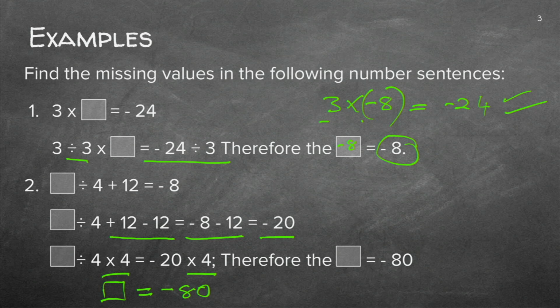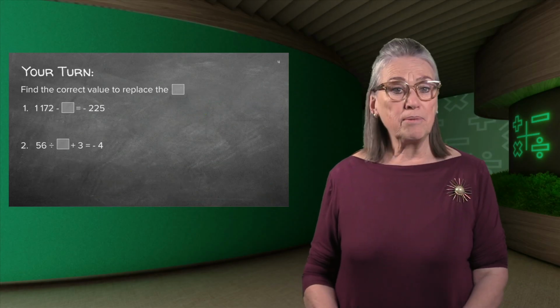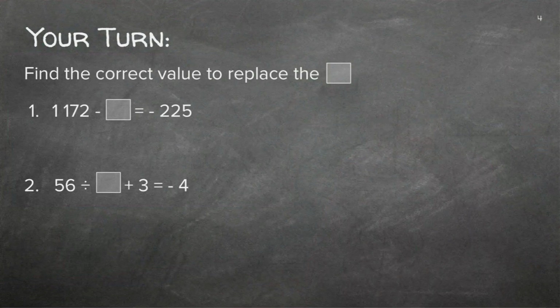Okay. So if you want to check your answer, you're going to say minus 80 divided by 4 will give you minus 20, plus 12 will give you minus 8. Now the answer is correct. Cool. Now I'm going to give you a chance to do this. Remember, we tried to get the block on its own to find the value of that block. So please pause, do this, and then you check your answers later.